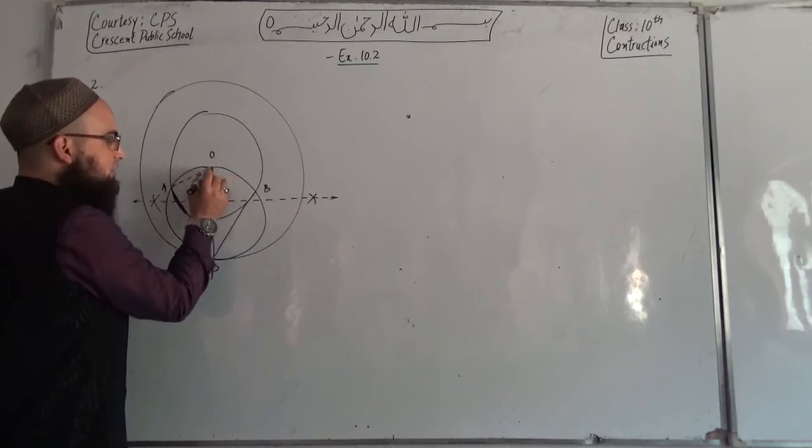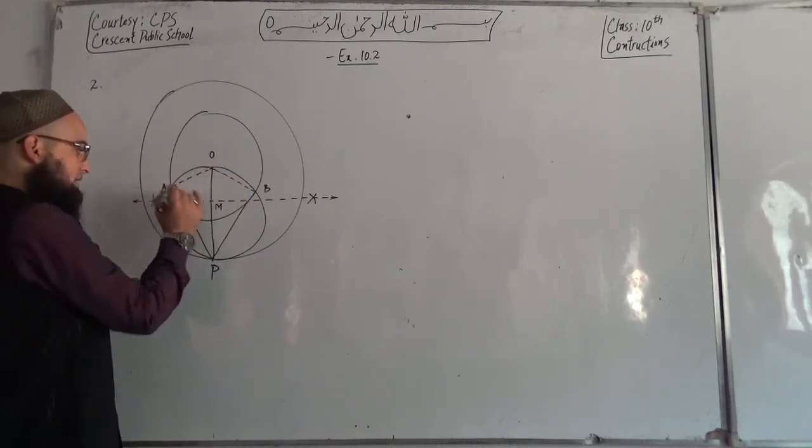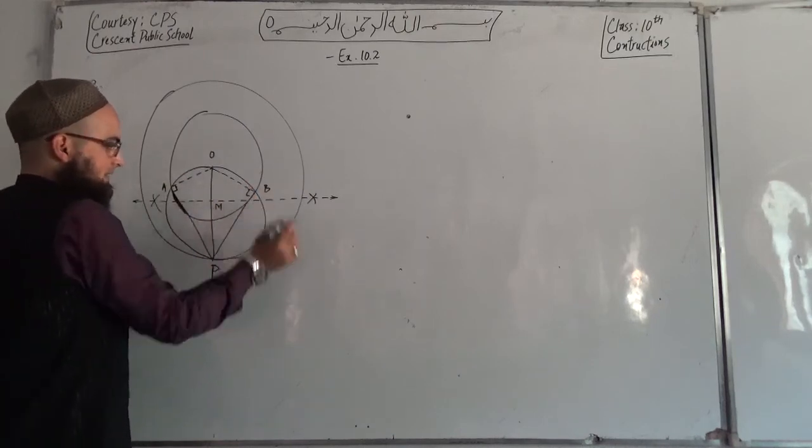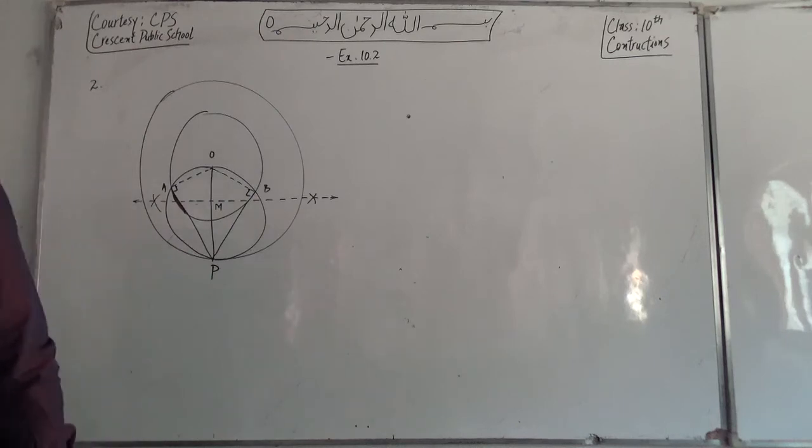Then for the justification, you will join this and this, and you get this angle in the semicircle. That's it. So you can do it in the same way. Then question number 3.